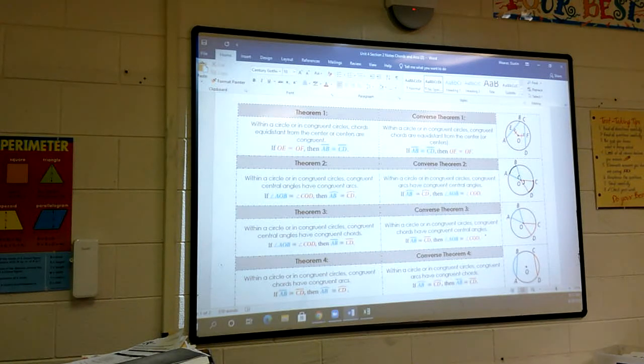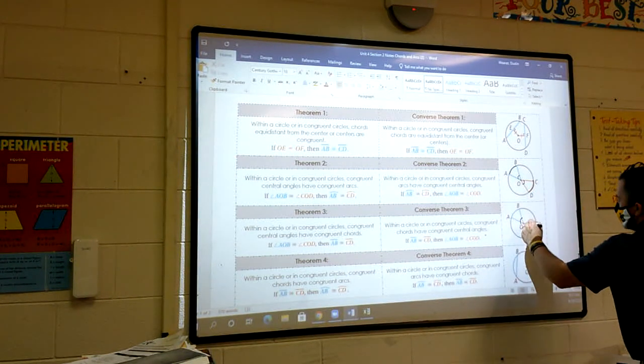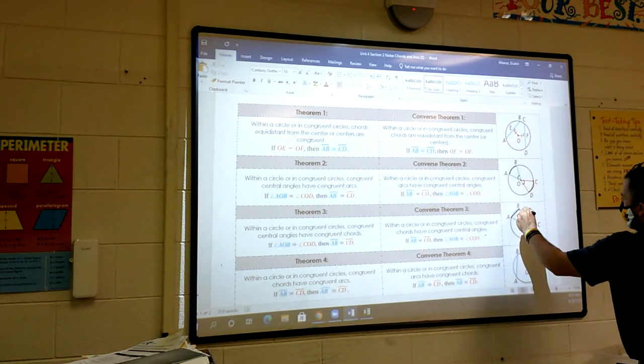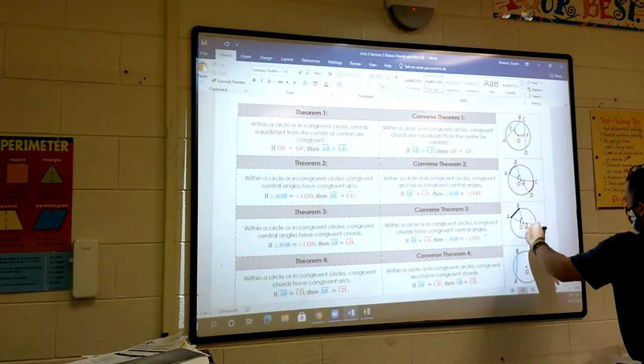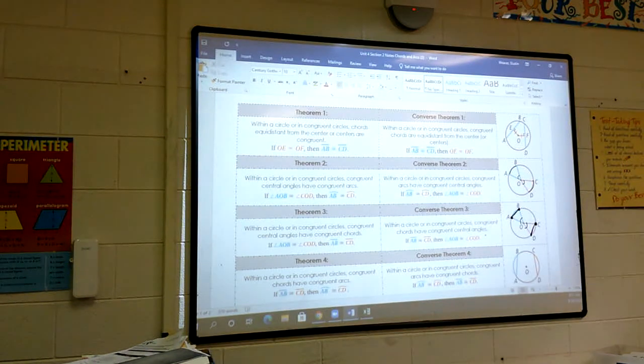In this one, it basically says if we know that these two angles are the same, then we know that their chords are the same. So from A to B, if I made a line inside of the circle, and from C to D, those are two chords. They would be the same distance from each other.